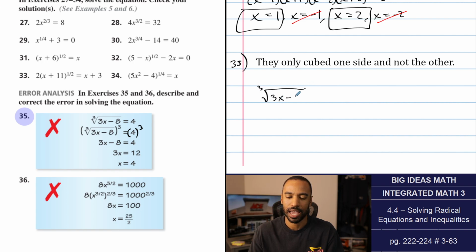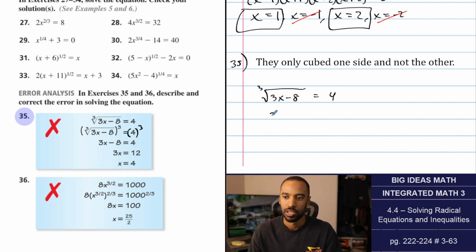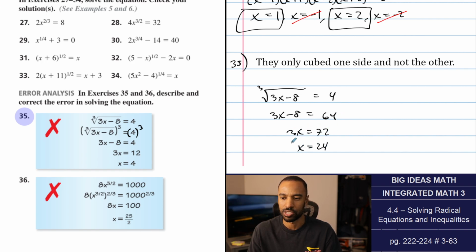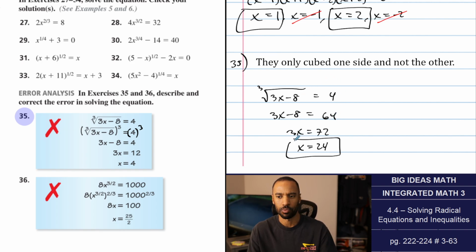Cube root of 3x minus 8 equals 4. As you can see what I wrote on the left side, you got to cube both sides. So this will be 3x minus 8 equals 64. 3x equals 72 and x equals 24 in this case, not 4. I'm not going to double check it. It's fine. It works out.